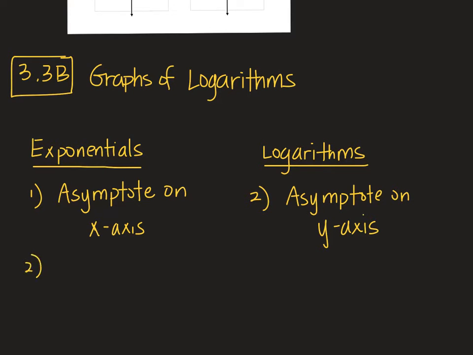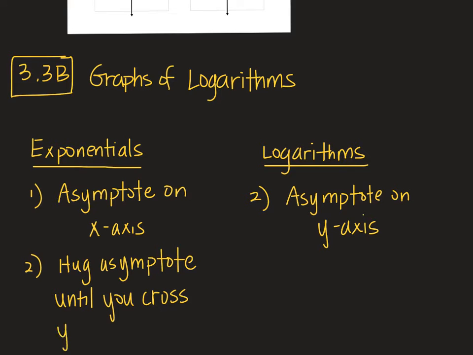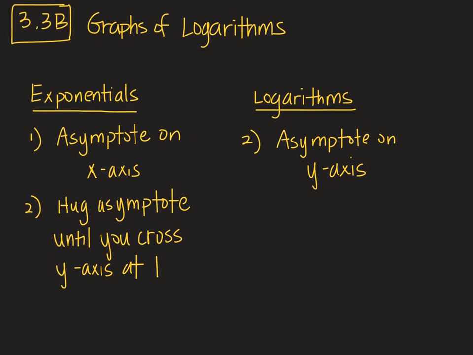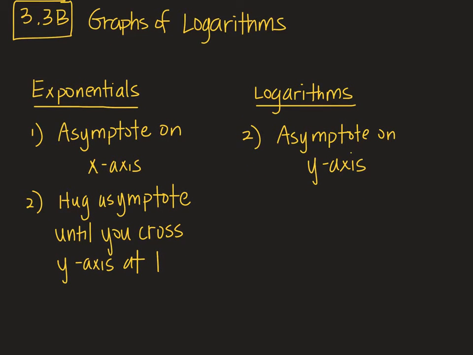Okay, number two. You want to hug the asymptote until you cross the y-axis. And when you cross the y-axis, you cross it at 1. All right, you hug the asymptote until you cross the y-axis at 1. Well, the logarithm is completely opposite. Sorry, that logarithm should have been labeled number 1, same as the other one.